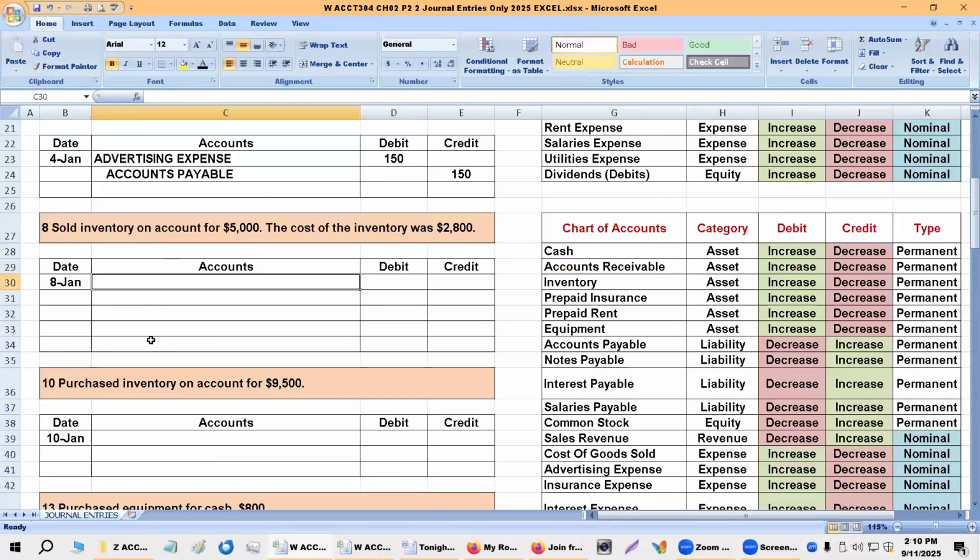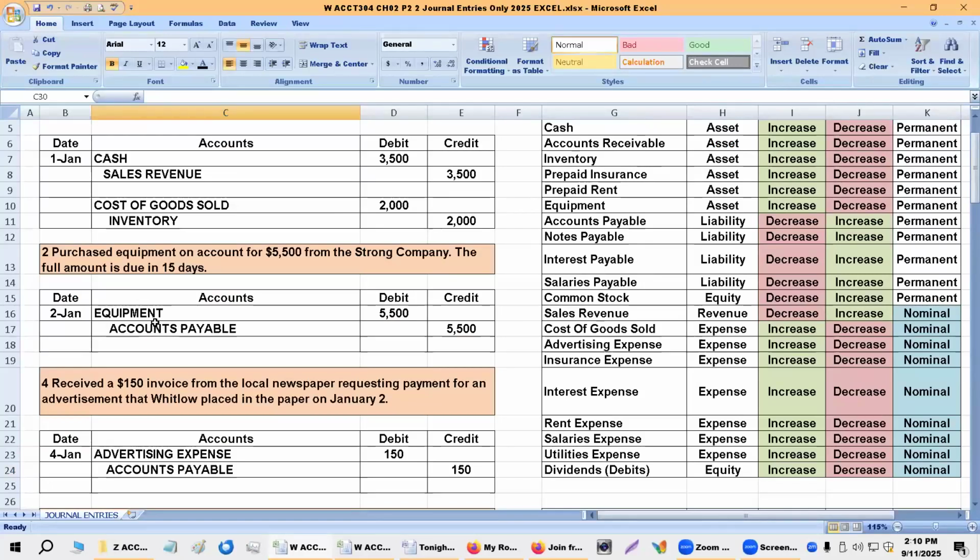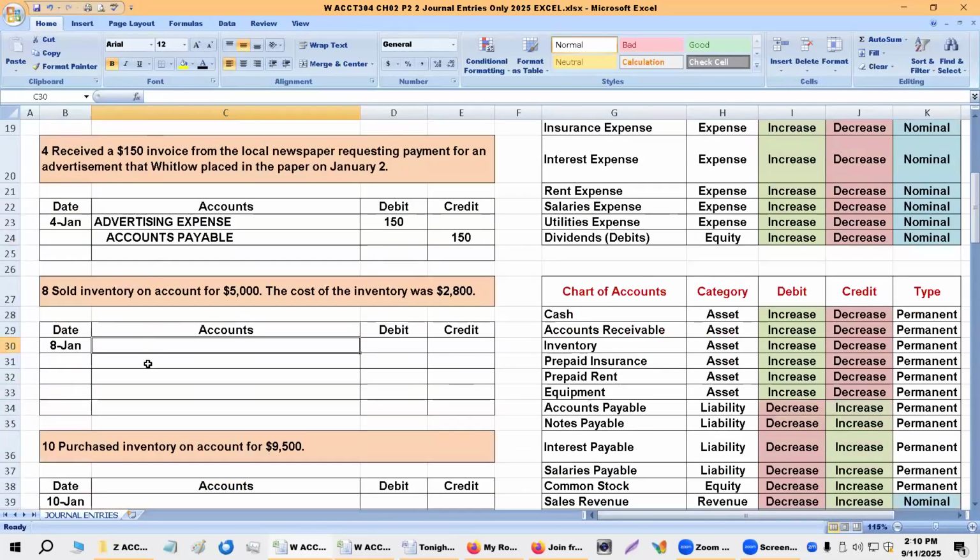Sold inventory on account. Just do them. Now we sold it for cash. Okay, sold inventory on account. What's the journal entry going to be? It'll be accounts receivable, debit for 5,000. Right below that, you're going to credit sales revenue 5,000. Yep. Very good.